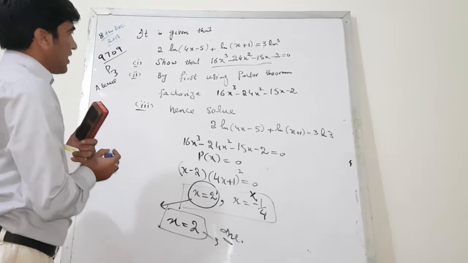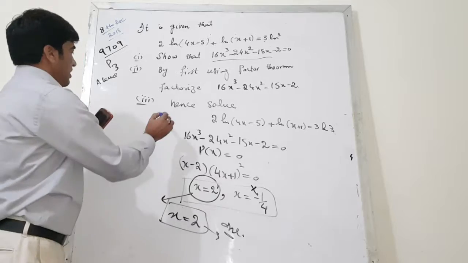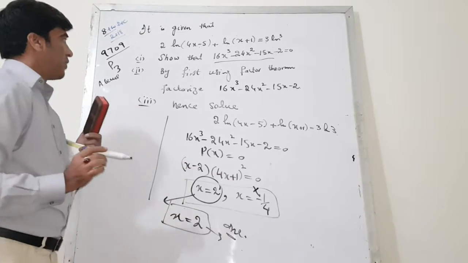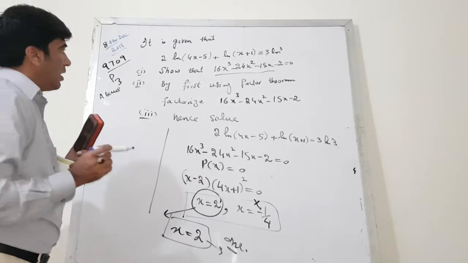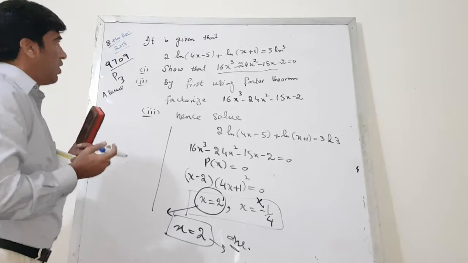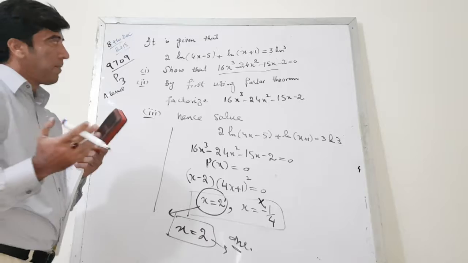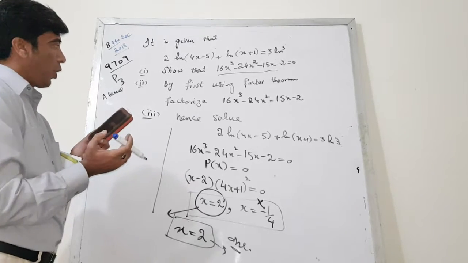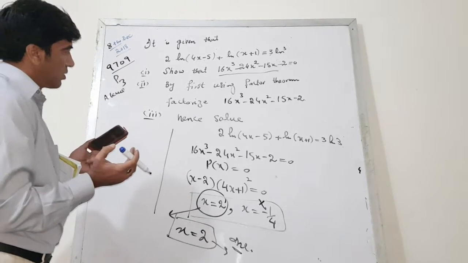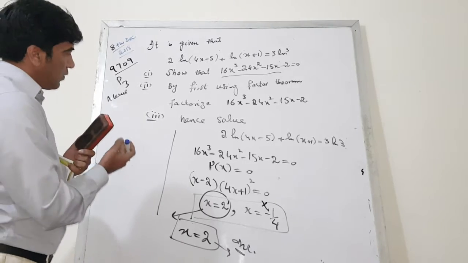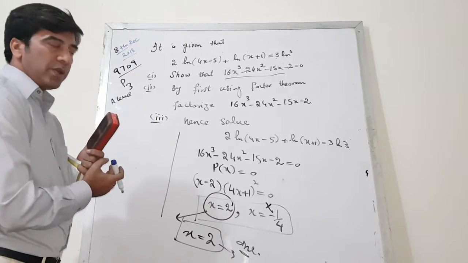This question can be understood only if you have well-equipped knowledge of logs and polynomials. Basically in paper 3 he mixes different topics to make the questions. So this way we do that question. Hopefully you understand.